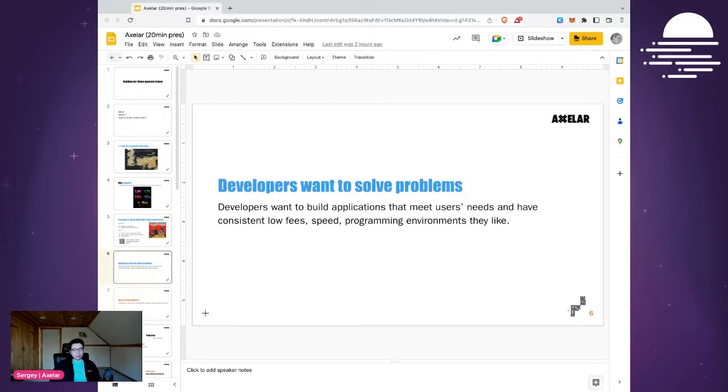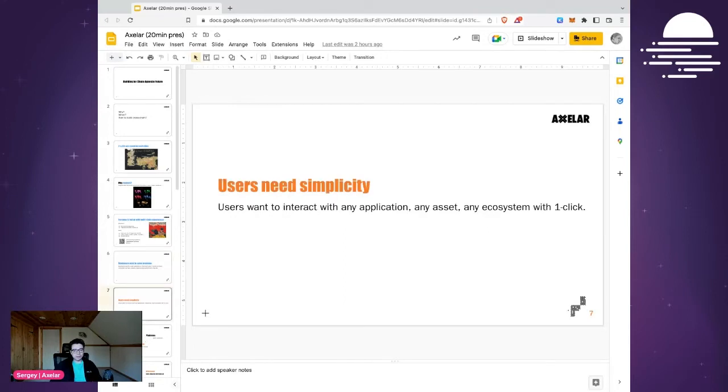So at the end of the day, what are we really trying to solve? We have to solve for two audiences, at least right now. Developers that actually want to solve problems for their users. No matter what, a developer has to be provided a consistent environment that has low fees, speed, and the programming environment that they can operate with to solve the user needs. So that's something we have to be able to provide to the developers.